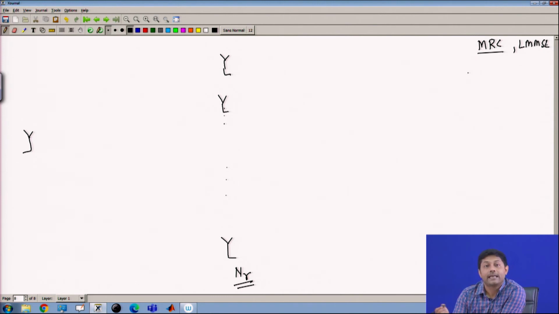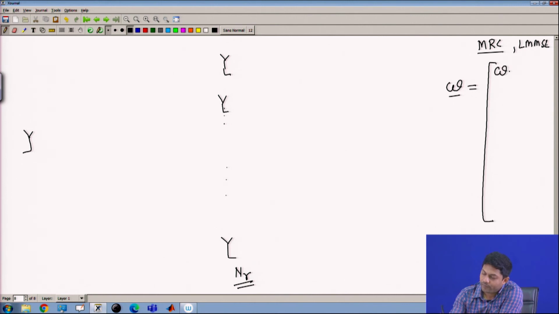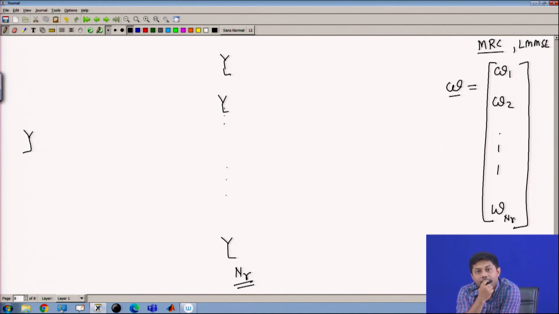So let us generalize it. Let us say my complex number, as we have described in the earlier case, is W1. This is the one which I get, whatever technique you use. If it is MRC, what will be the W1? Nothing but the channel. If it is LMMSE, channel plus something, that is all. So it is a complex number.